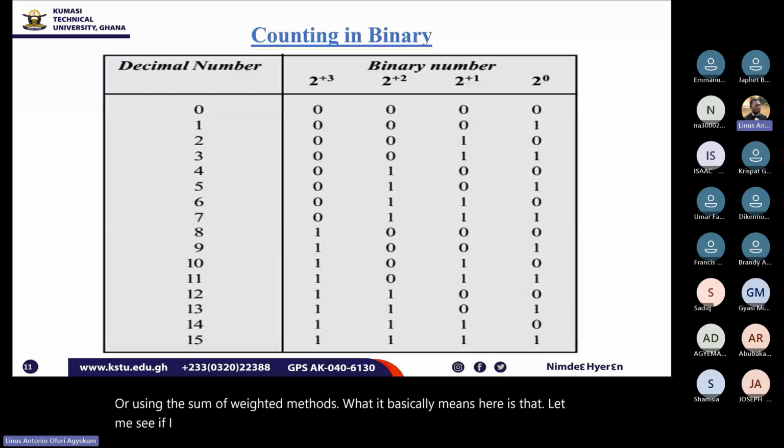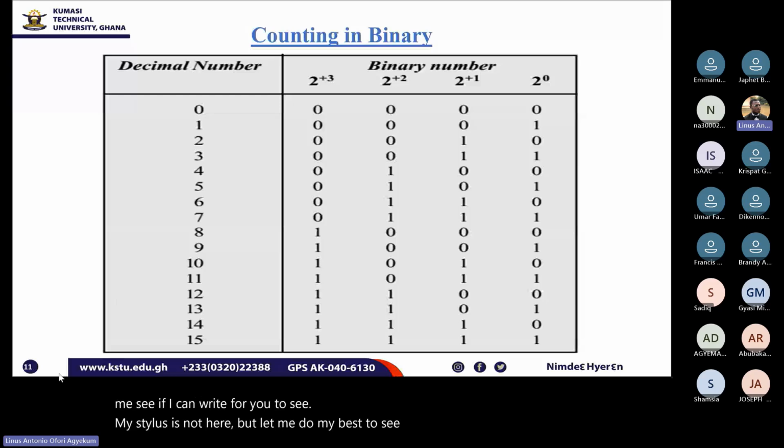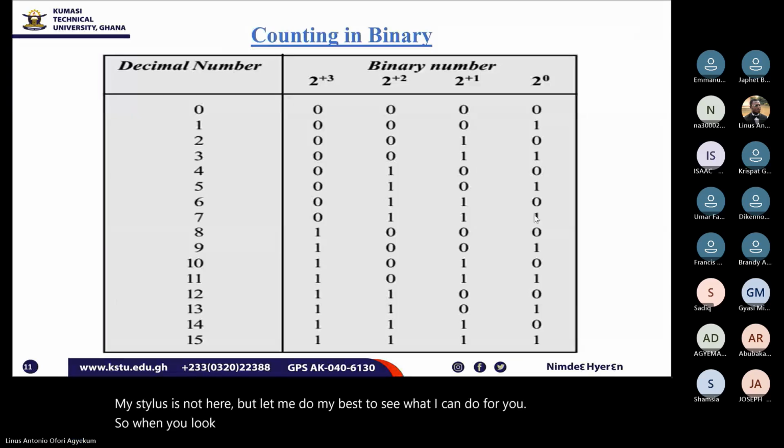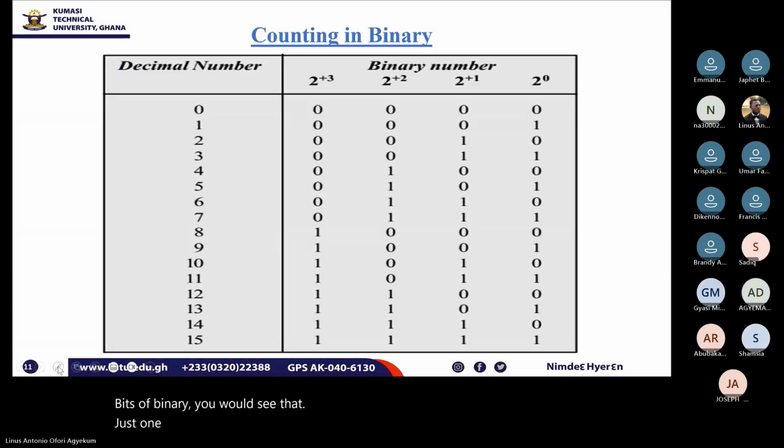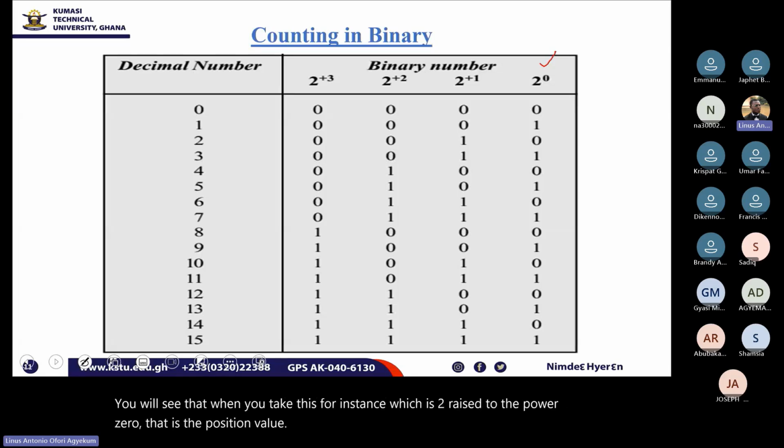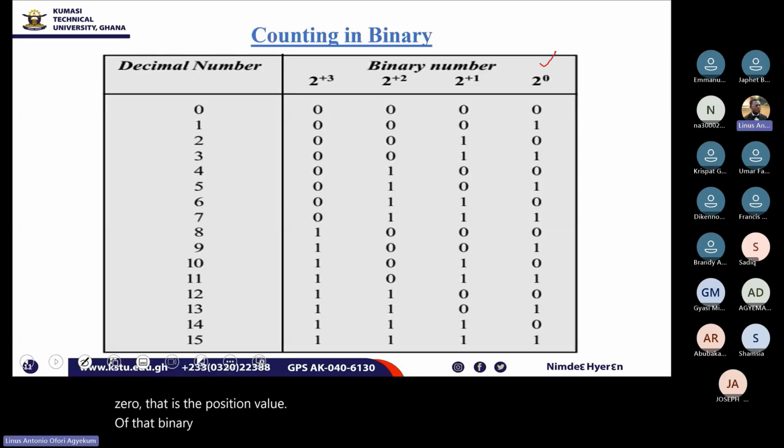My stylus is not here, but let me do my best to see what I can do for you. So when you look at this bits of binary, you will see that when you take this, for instance, which is 2 raised to the power 0, that is the position value of that binary digit. So 2 raised to the power 0 would normally give us equals to what? 1.